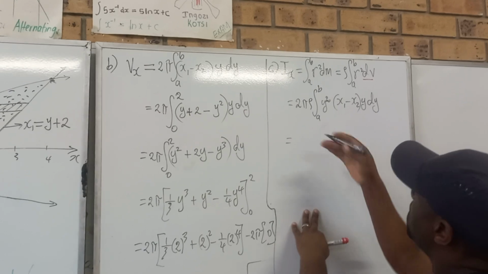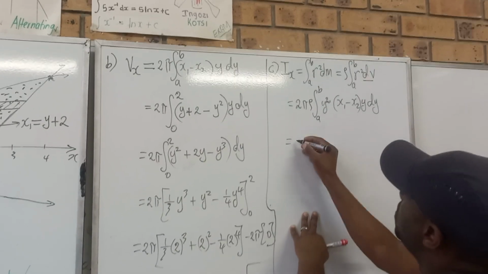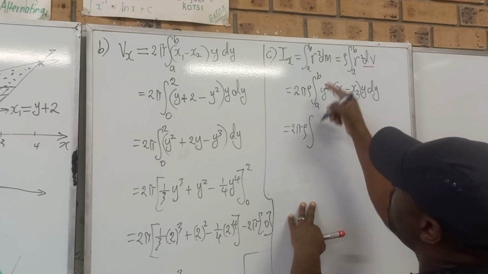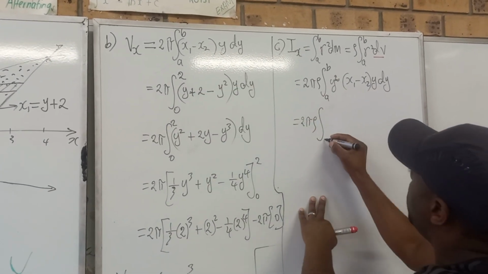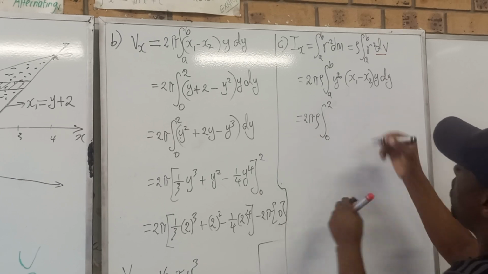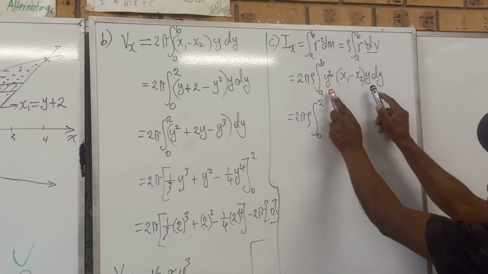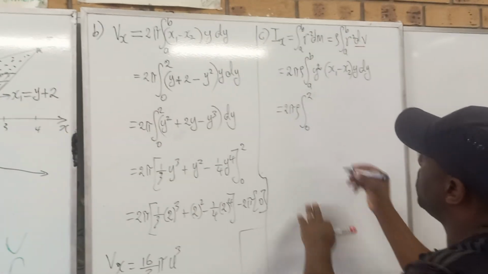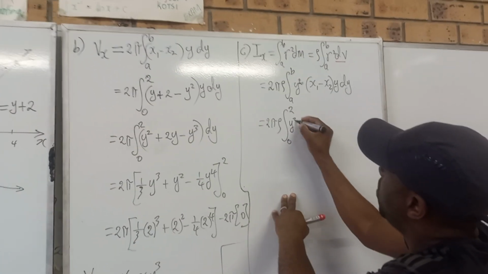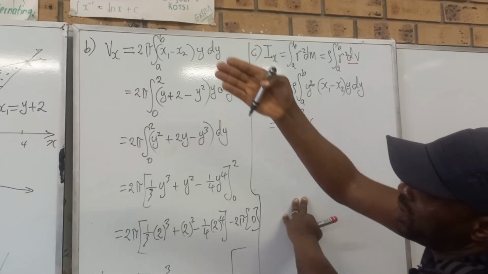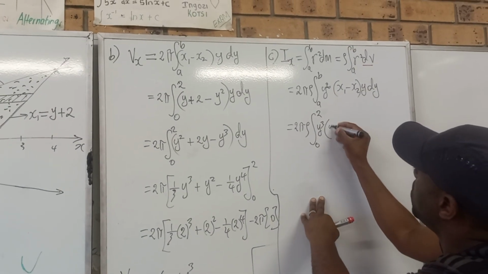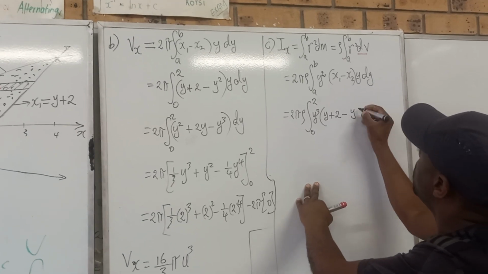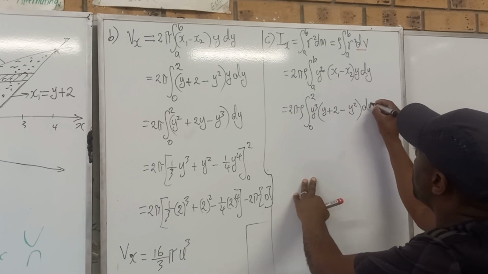Then I can start replacing my A, B, C, x1 and x2. So I've got 2 pi. My A and B is the same A and B I used for volume, that's 0 to 2. Now, don't forget that here what we're seeing is y cubed, because we've got y squared times y, that becomes y cubed. Your x1 and x2 are the same things you see on your graph. Your x1 was y plus 2 minus your x2, which was y squared, dy.